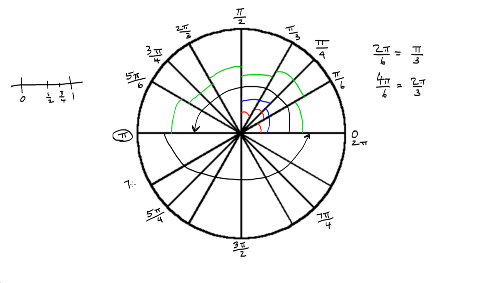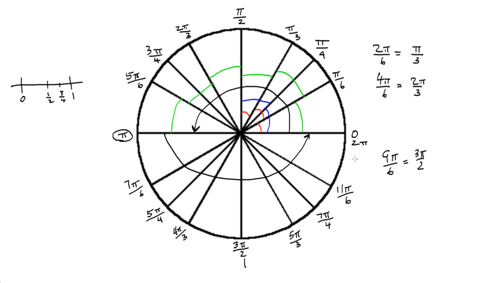Okay, we've got 7 pi over 6 here. My next one would be 8 pi over 6. 8 pi over 6 also reduces. It reduces to 4 pi over 3. 9 pi over 6. We divide top and bottom by 3. We get 3 pi over 2. So we're here now. Now we're at 10 pi over 6, and if you do the math, you'll see that reduces to 5 pi over 3. And 11 pi over 6. And here is 12 pi over 6, which is 2 pi.